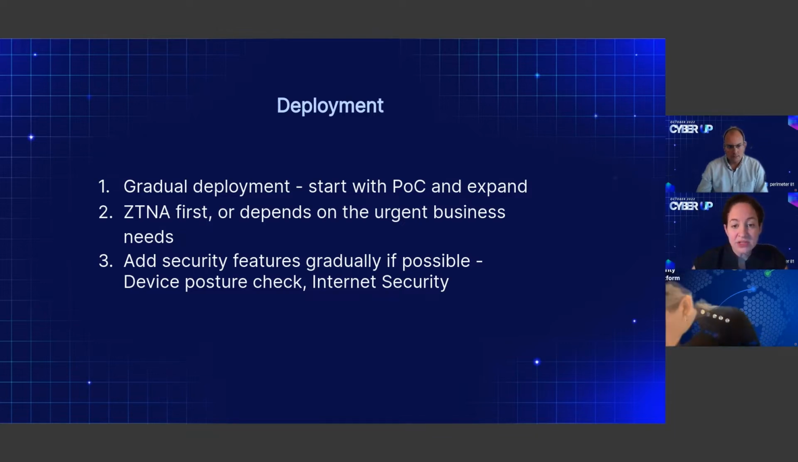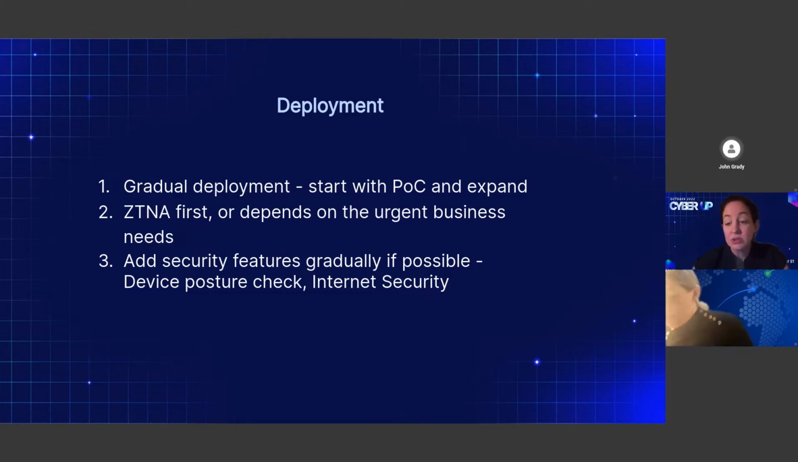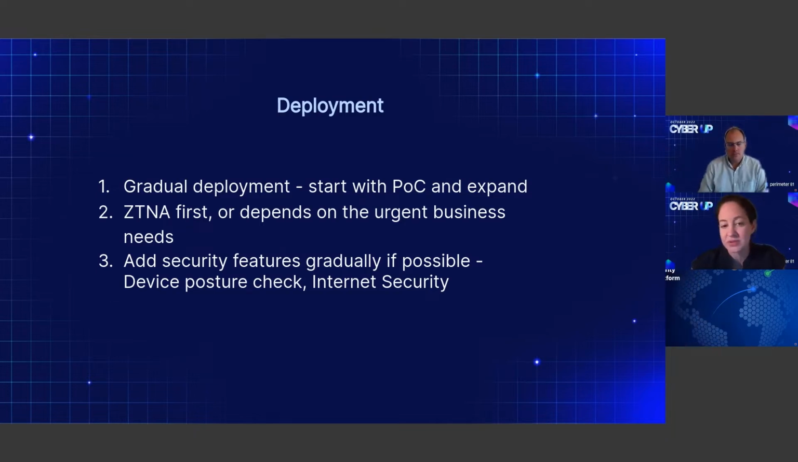Another way to gradually deploy is to deploy different features first and other features a little bit later. So ZTNA, Zero Trust Network Access, or Secure Remote Access, is usually the first use case that organizations tend to deploy, but it really depends on your urgent business needs. If your immediate need is to allow access to certain servers, then yes, secure remote access would be the best choice for you to start from. But if you have any other business need here, then you need to think about what is your specific prioritization according to your business needs.